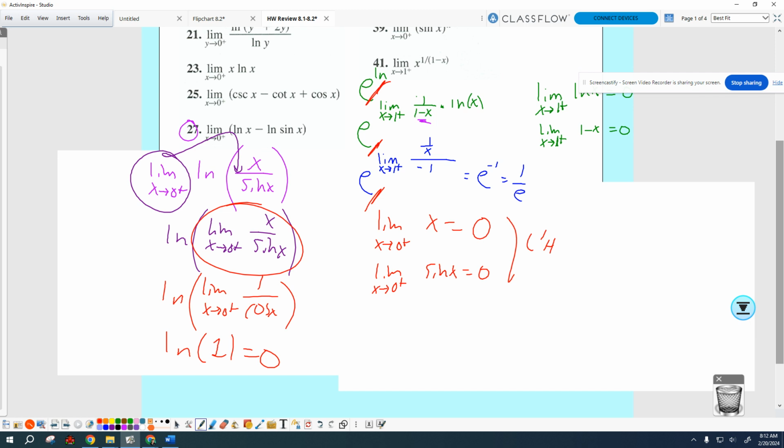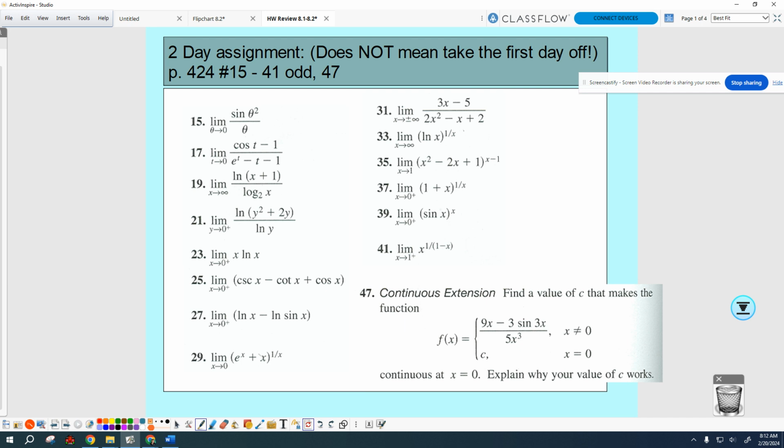Are you allowed to take the e off in the beginning and save it, or do you have to keep it on? You can, and if you forget it, it's at least -1. Because you'll get an answer of 0 instead of e to the 0, which is 1.